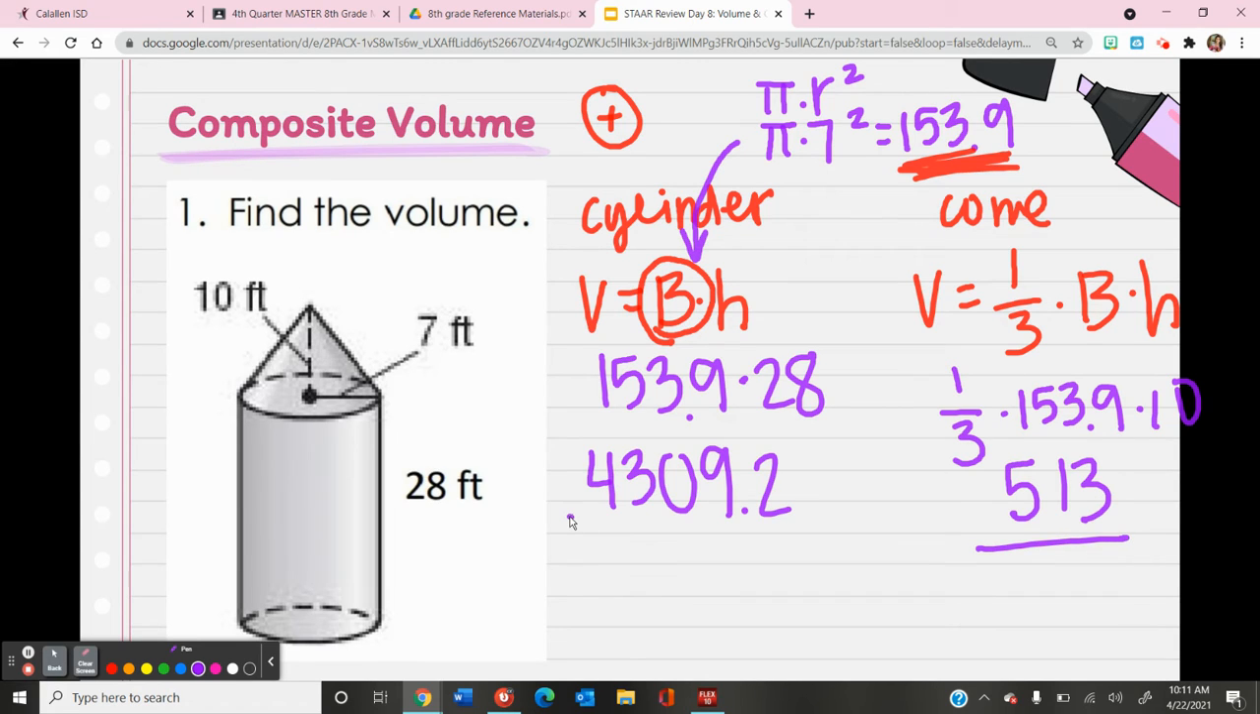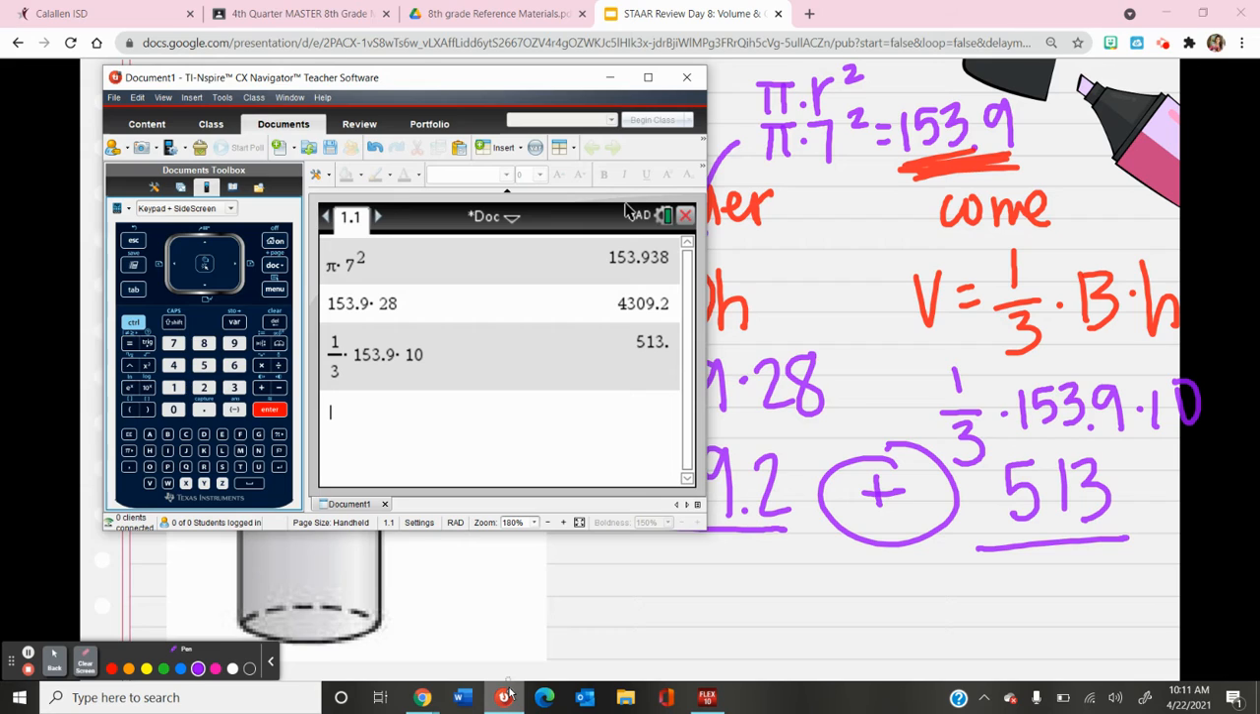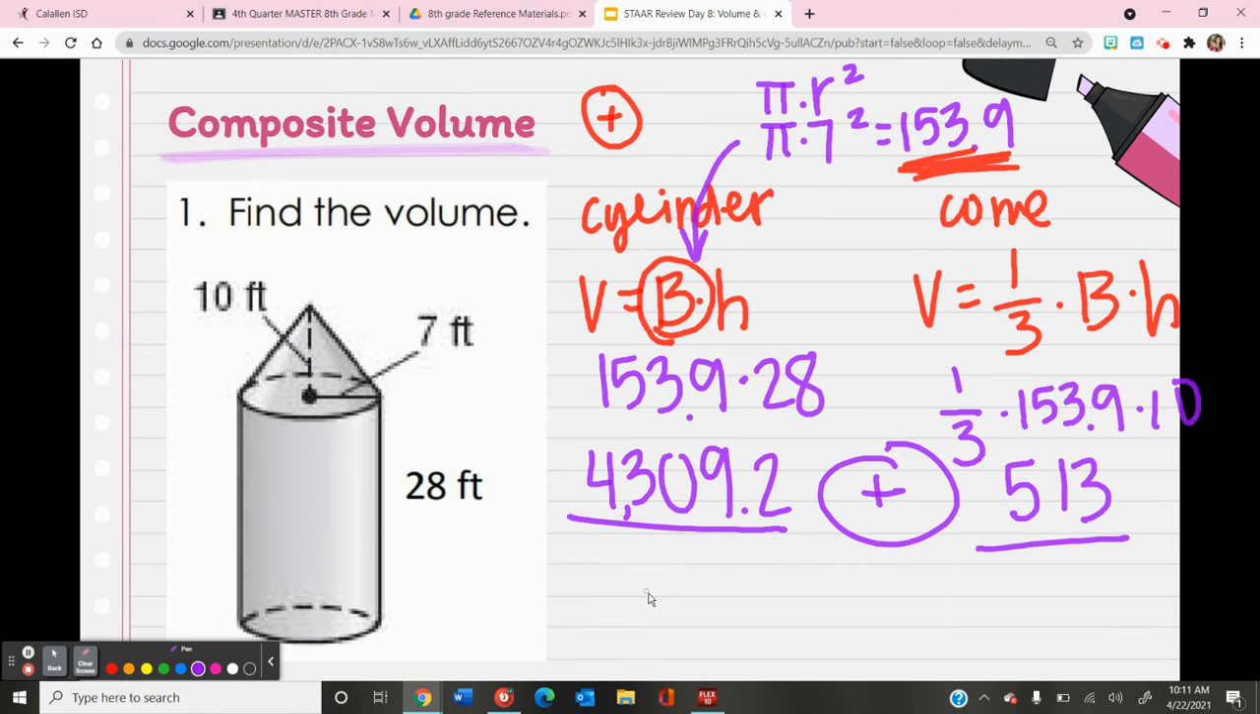The volume of my cylinder is 4,309.2. Since they are stacked on top of each other, that means we are going to add them together. So 4,309.2 plus 513, you get 4,822.2. So here the volume of this stacked shape is going to be 4,822.2, and this is going to be feet cubed.